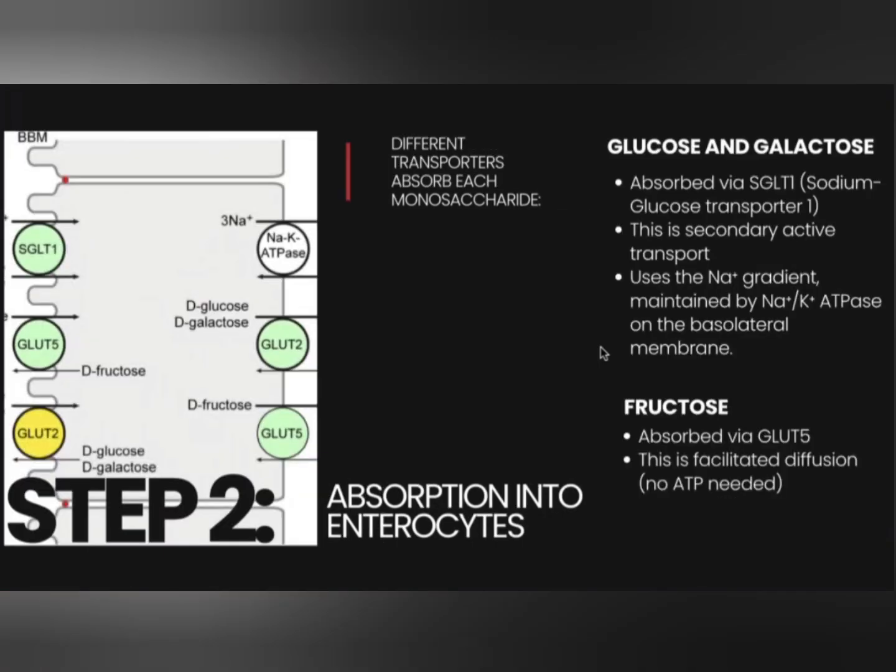Once monosaccharides are formed, absorption occurs through specific transporters in the intestinal cells. Glucose and galactose are absorbed through a transporter called SGLT1, which brings them into the enterocyte together with sodium. This is known as secondary active transport, and it depends on the sodium gradient maintained by the Na+/K+ ATPase found on the basolateral side of the cells. On the other hand, fructose is absorbed through GLUT5 by facilitated diffusion, meaning that it requires no energy.